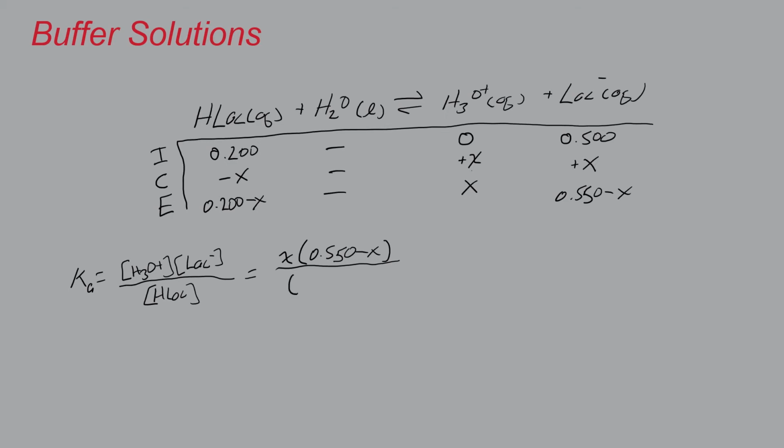And on the bottom here, we've got 0.2 minus x. Now, this is barely within the bounds, but we can probably get away with saying that this is probably equal to x times 0.55 divided by 0.2, and that's going to be, all right, I should stop with that.